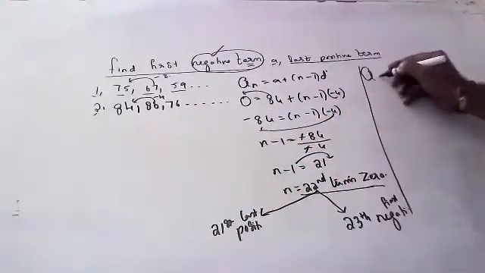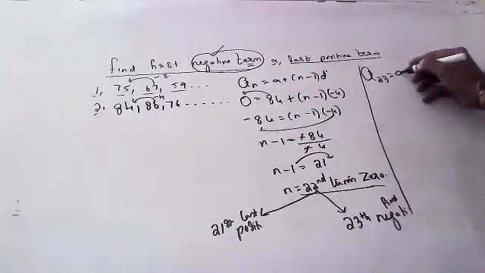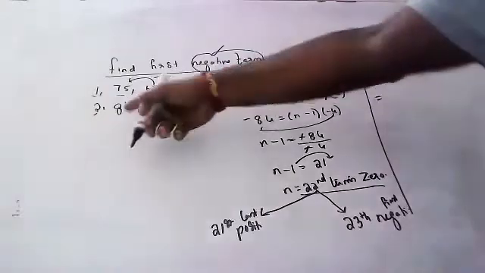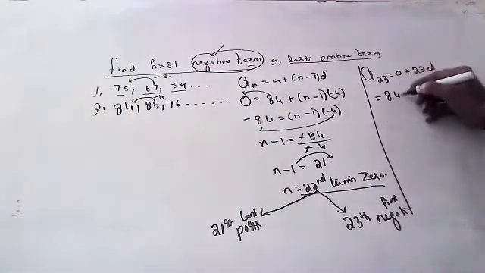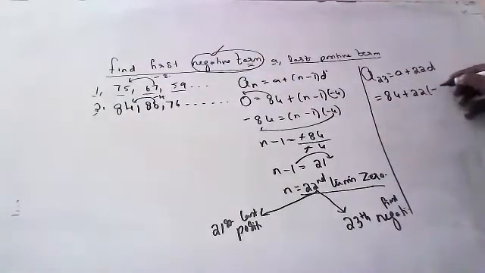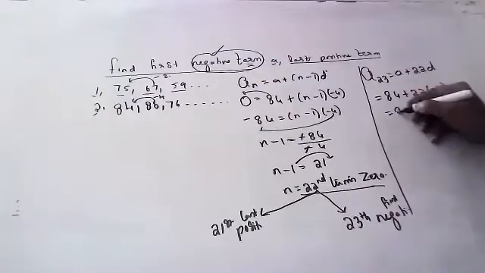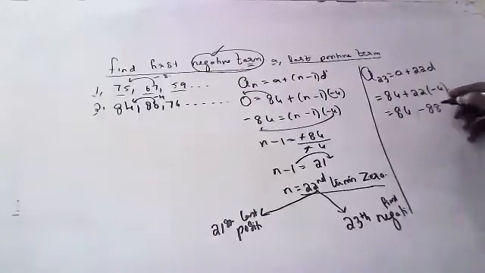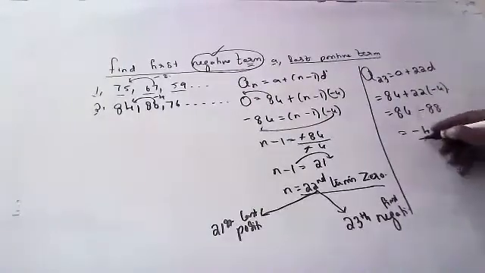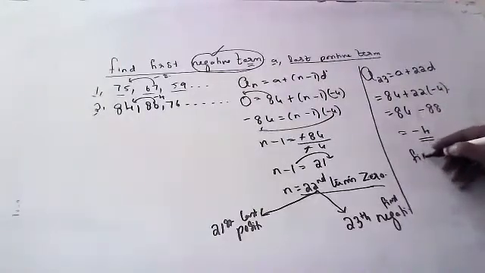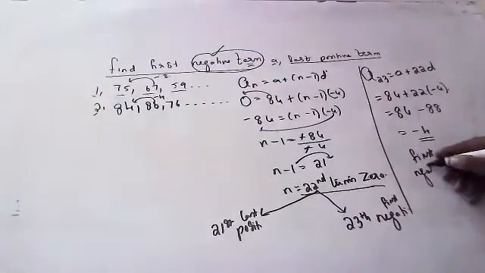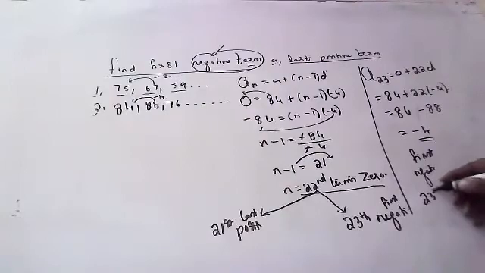Let us find out A23. A23 means a plus 22d. Please mute your audios. A is how much, children? 84 plus 22 into minus 4. So 84 plus minus 88. So minus 4 is the first negative integer in this series. Minus 4 is the first negative integer, which is the 23rd term.